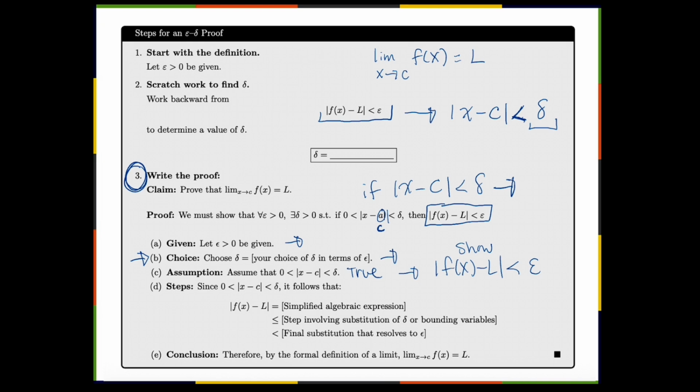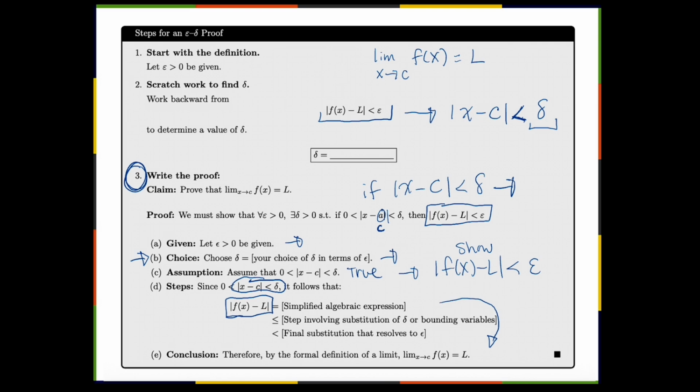And so we start with this |f(x) - L| absolute value, and then we use the fact that we know that |x - c| is less than delta, that distance, and as long as we can show that we get that |f(x) - L| is less than epsilon, which we should because we set it up that way when we did our scratch work, then we can say that we proved the limit.